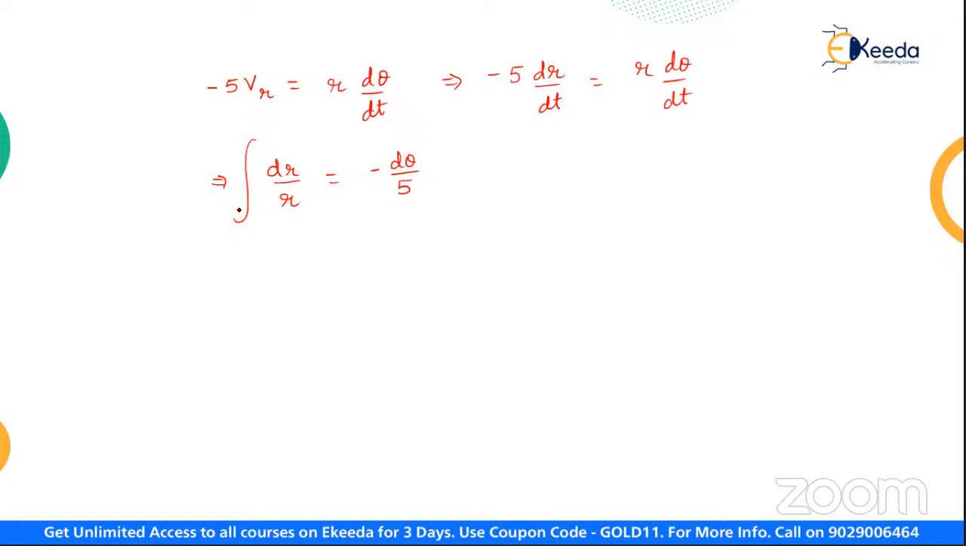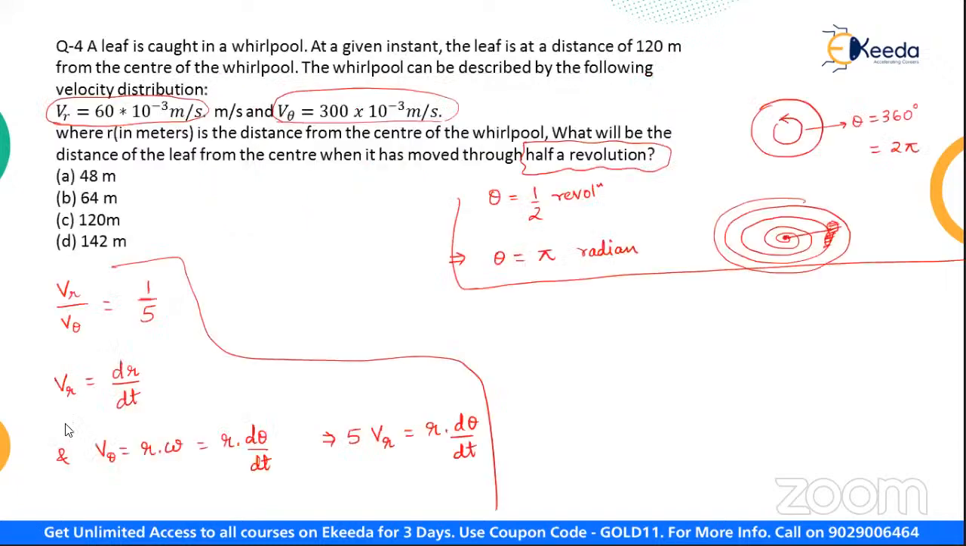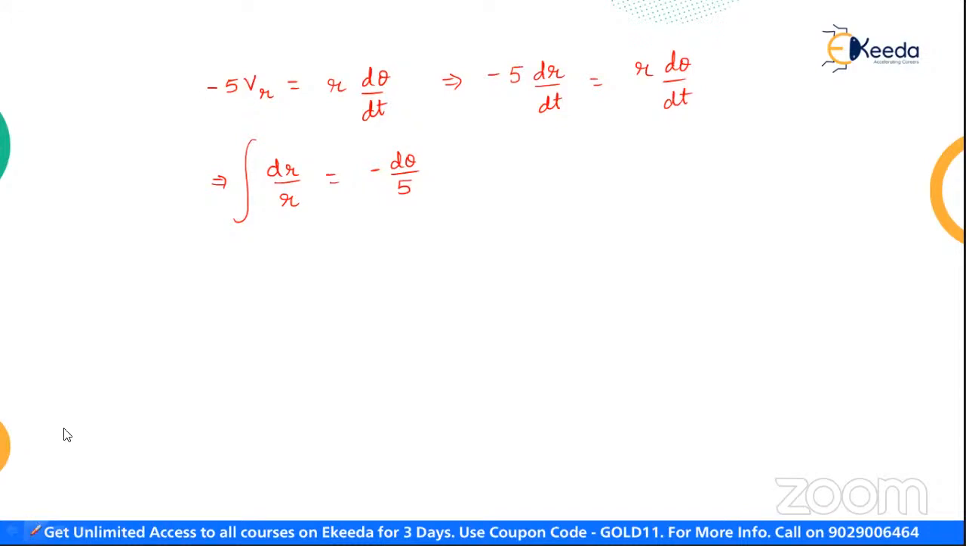Now the variation of this value, the radial component is varying. The question was saying that at a given instant, the leaf is at a distance of 120 meter from the center of the whirlpool. So we need to calculate at what distance it will be after half of the revolution. That means the range in which the leaf will be moving will be from 120 meter to an unknown value of r.